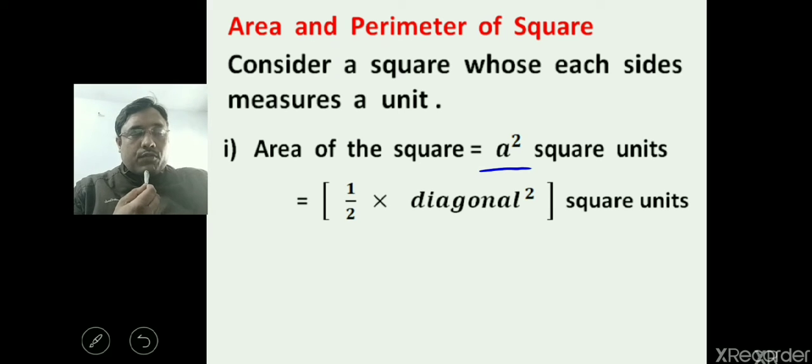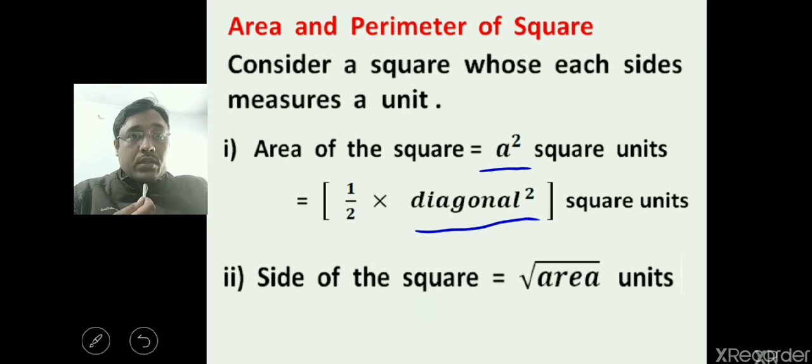One more formula for the area of a square is 1 by 2 into diagonal squared. If the diagonal is given, then you can directly use this formula: 1 by 2 into diagonal squared. Here you take the square of the diagonal.